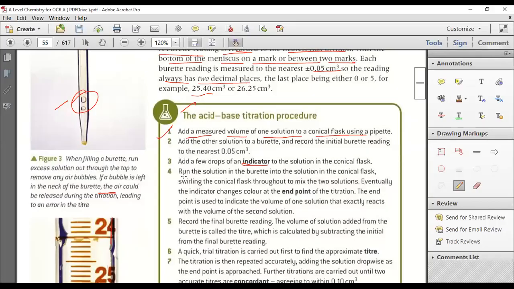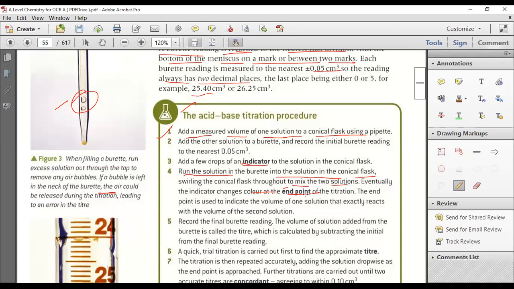Now run the solution in the burette into the solution in the conical flask, swirling the conical flask throughout the mix of two solutions. You need to swirl it continuously so that it will mix together. Eventually, the indicator changes the color at the end point of the titration. The point where the color changes is known as the end point.